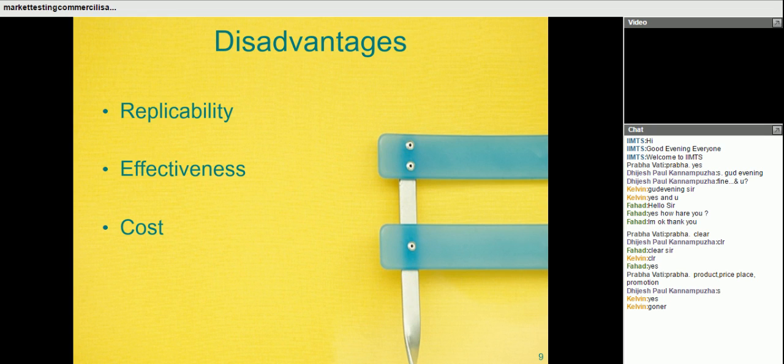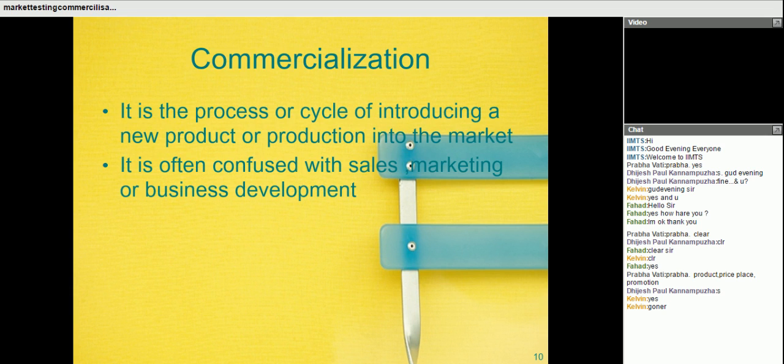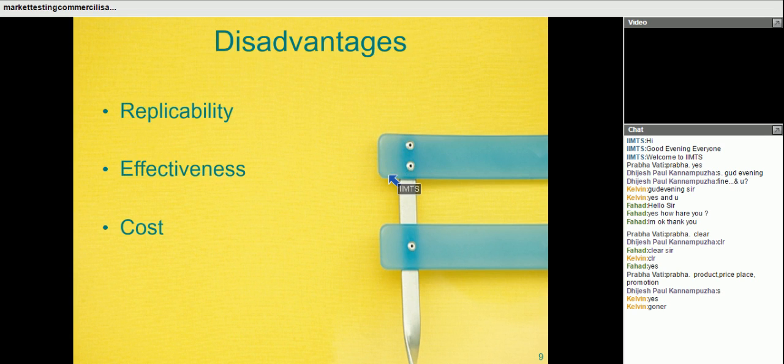Disadvantages: replicability, which means repeating the feedback or repeating the things. Effectiveness and the cost. Some feel that it is a very costly process and a lot of money will be wasted in taking the feedback of the customers. Right, so this is all about market testing.